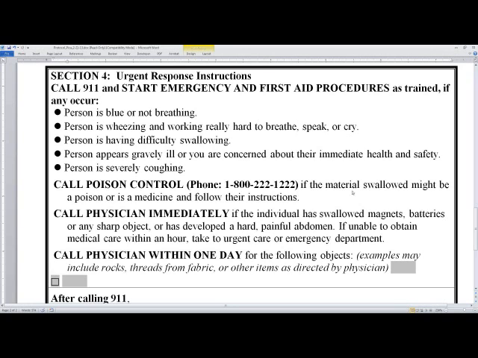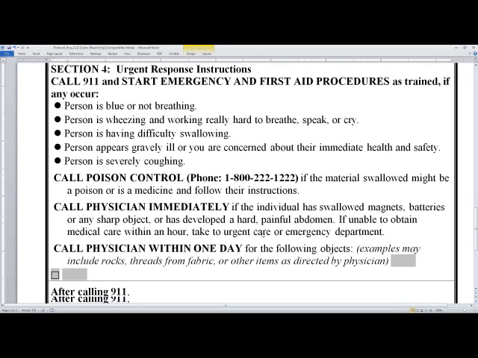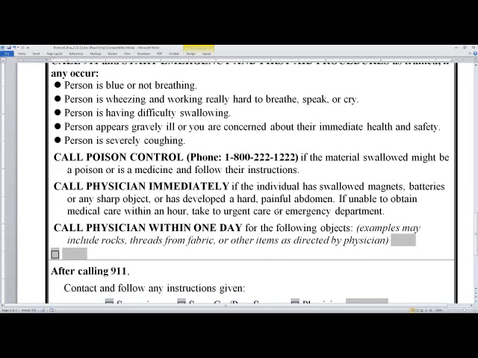Poison control: if the material swallowed might be a poison or is a medicine, call poison control and follow their instructions. We've printed the number right on there for you, so there's no question. And call the physician immediately if the individual has swallowed magnets, batteries, or any sharp object, or has developed a hard and painful abdomen. If you're unable to obtain medical care within an hour, it advises to take them to urgent care or the emergency department. It spells out some expectations right there.